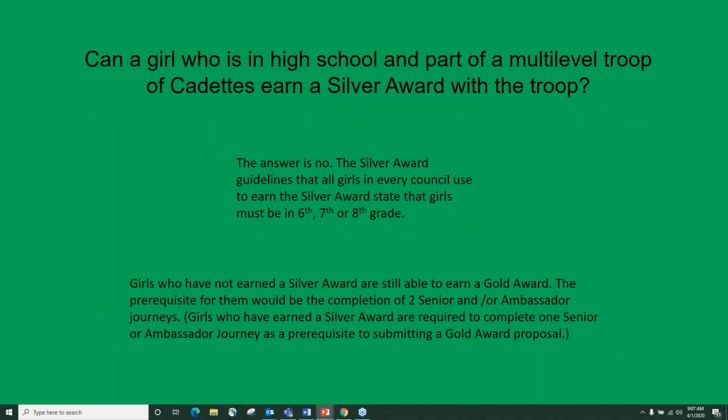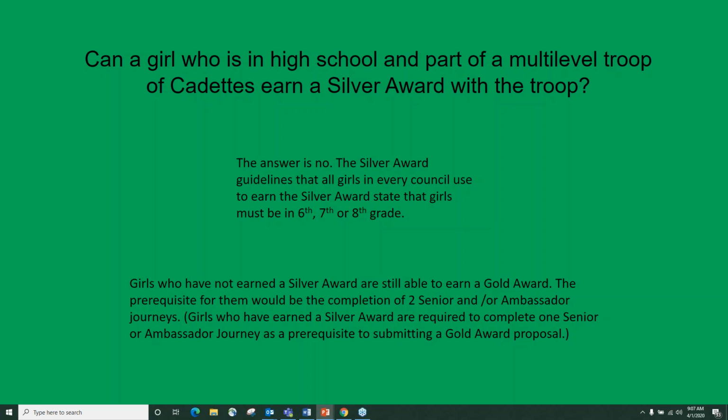Can a girl who is in high school and part of a multi-level troop of cadets earn a Silver Award with the troop? So the answer to that is no. The Silver Award guidelines that are given out by GSUSA, that every council uses, state that girls must be in 6th, 7th, or 8th grade. Now, many girls may be worried that that would prevent them from being able to earn a Gold Award, but that is not the case.